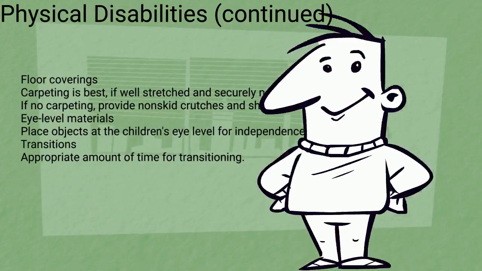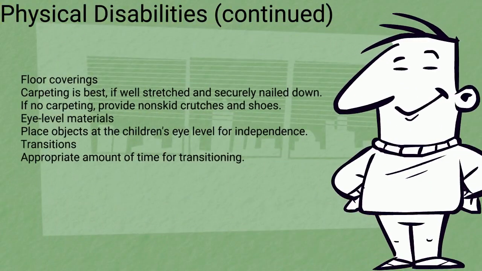Floor coverings. Carpeting is best if well stretched and securely nailed down. If no carpeting, provide non-skid crutches and shoes. Eye level materials: place objects at the children's eye level for independence. Transitions: allow an appropriate amount of time for transitioning.